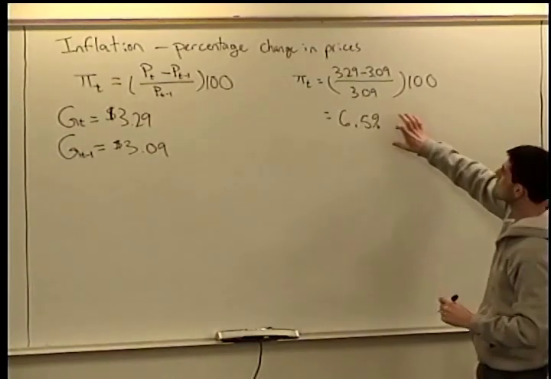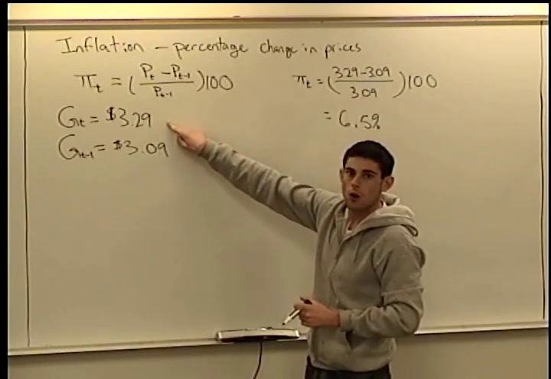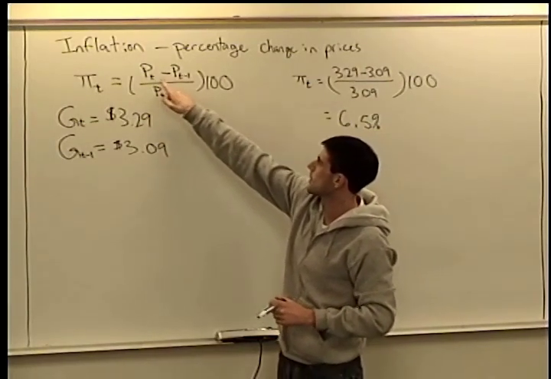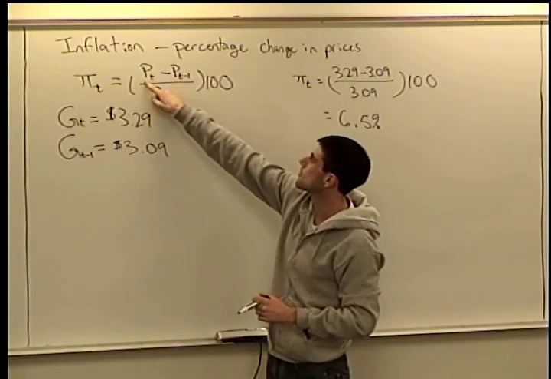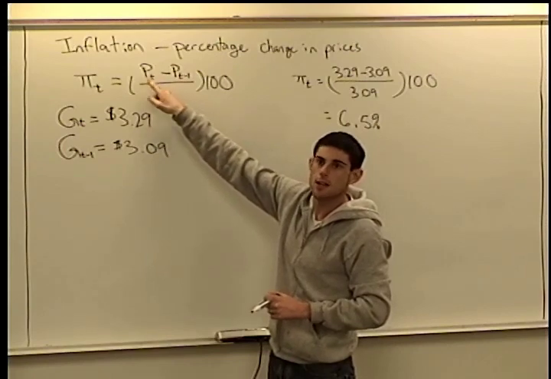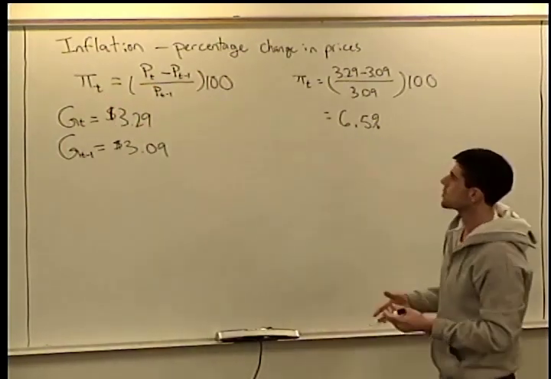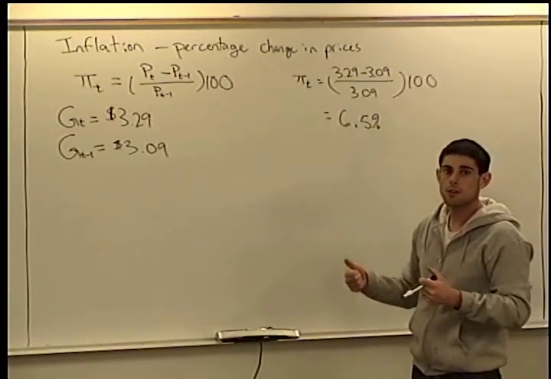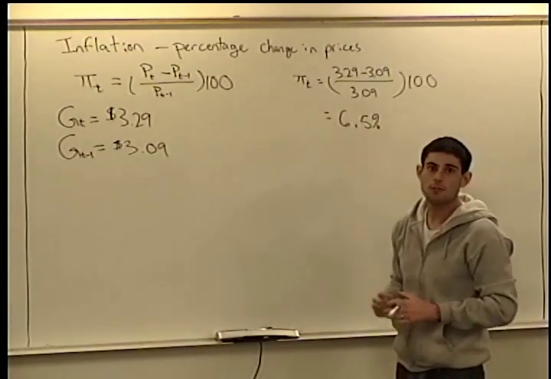So notice how inflation can be positive if prices are going up, or inflation can be negative if prices fall. So if what the price was in the past is bigger than what it is today, this will be negative, so inflation can be negative. We call that deflation. So if prices are going up, inflation is positive. If prices are going down, we call that deflation, or inflation has a negative value attached to it.